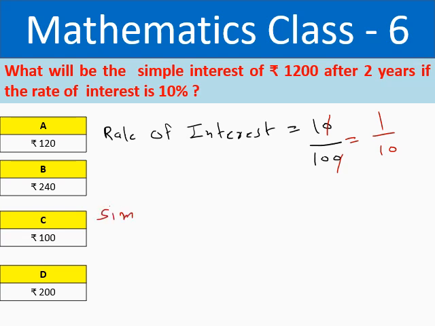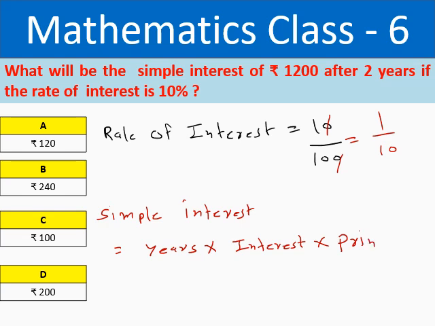Now simple interest of 2 years is equal to number of years into interest into principal amount. So here we have 2 years, we have 1 upon 10 into 1200. So now if we cancel this, we'll get 120 into 2, that is 240. So we can say option B is the correct option.